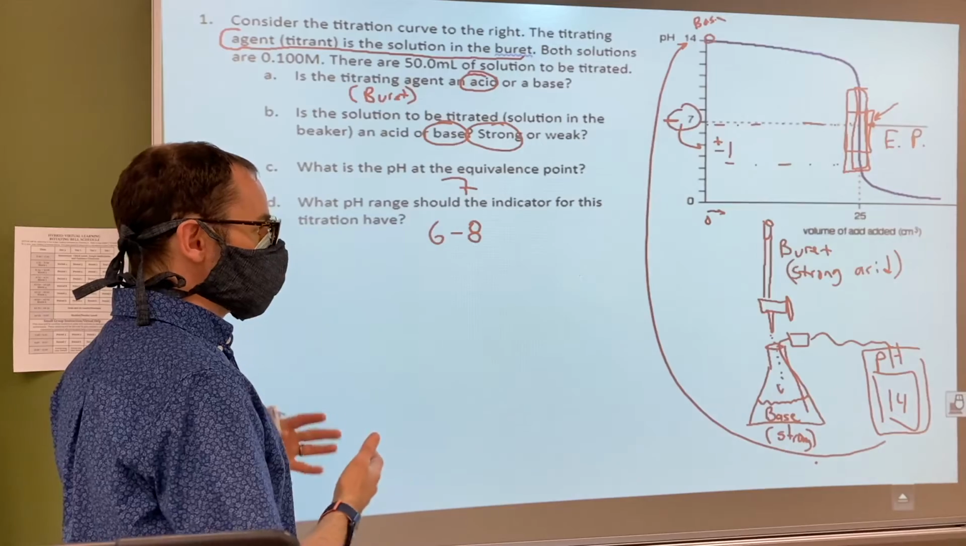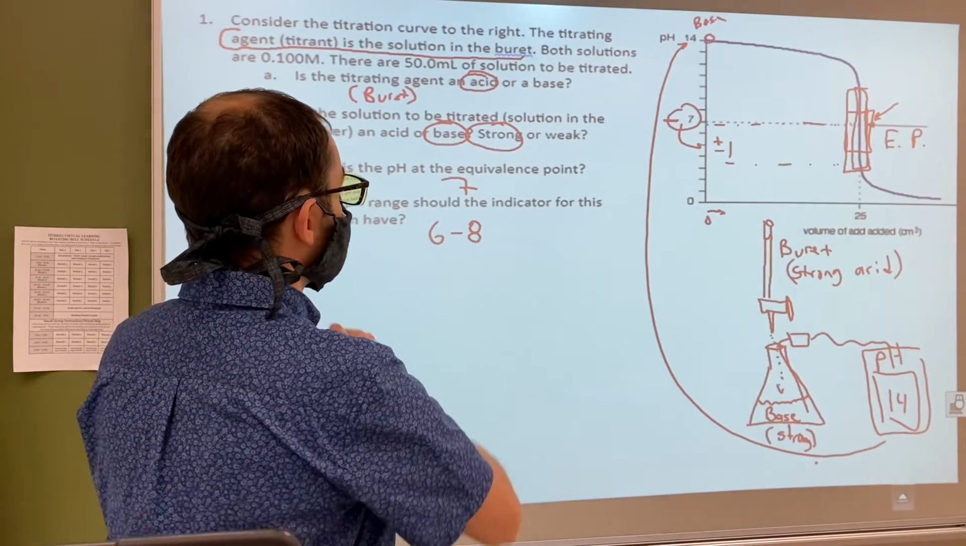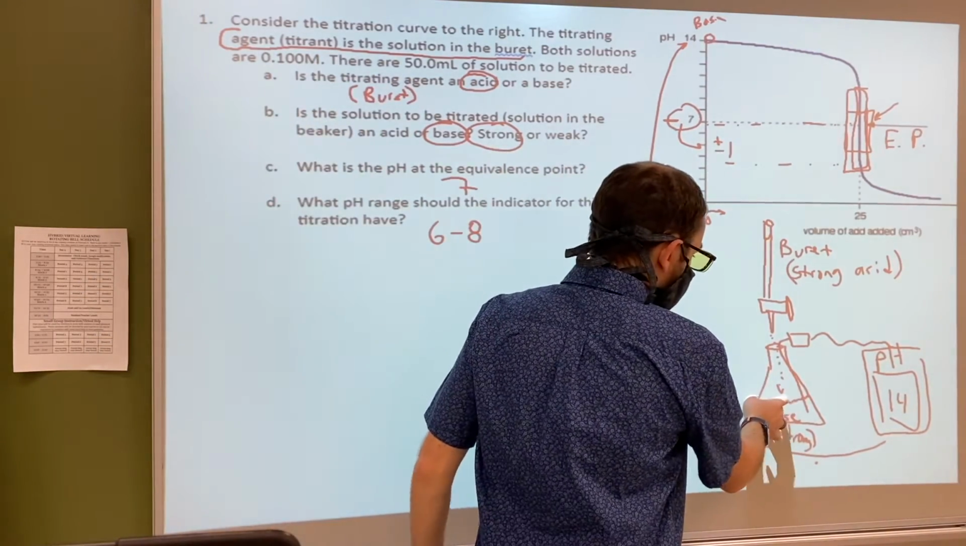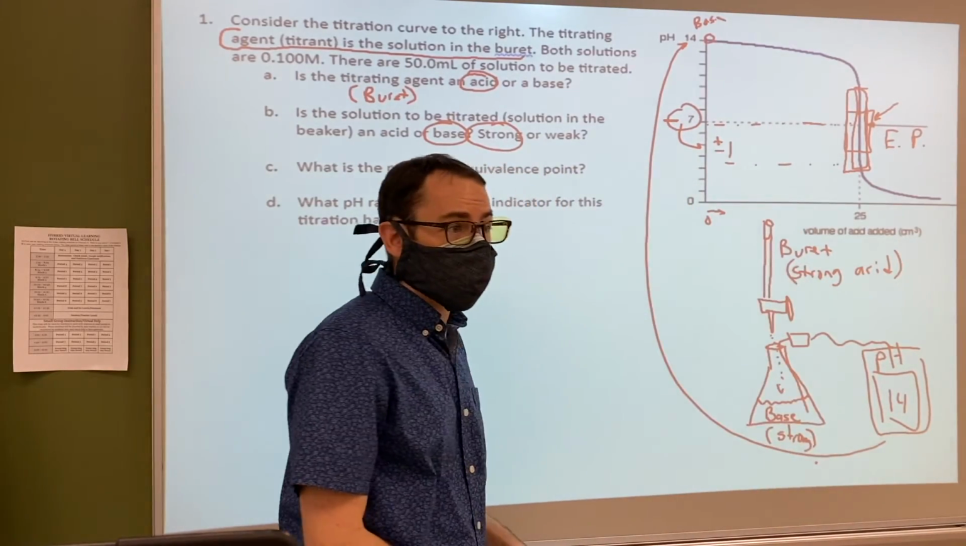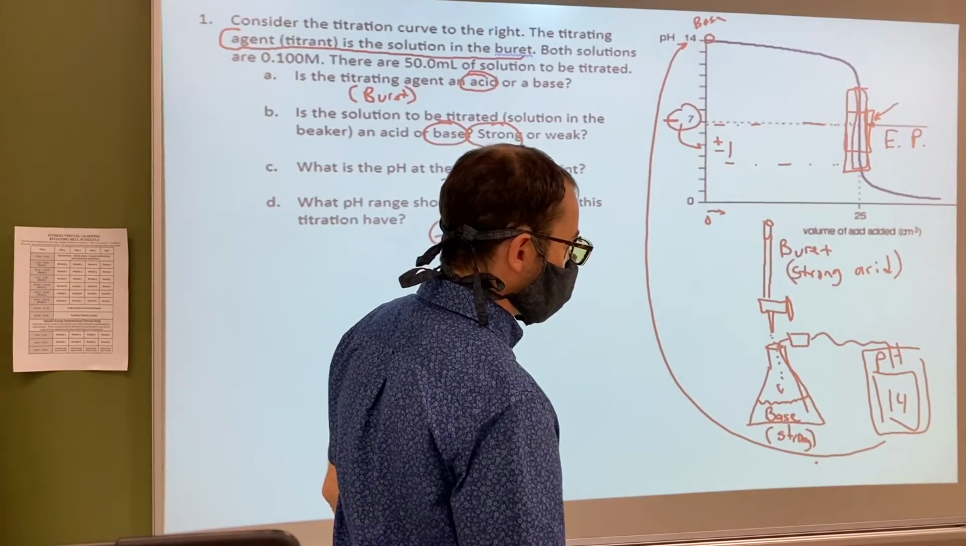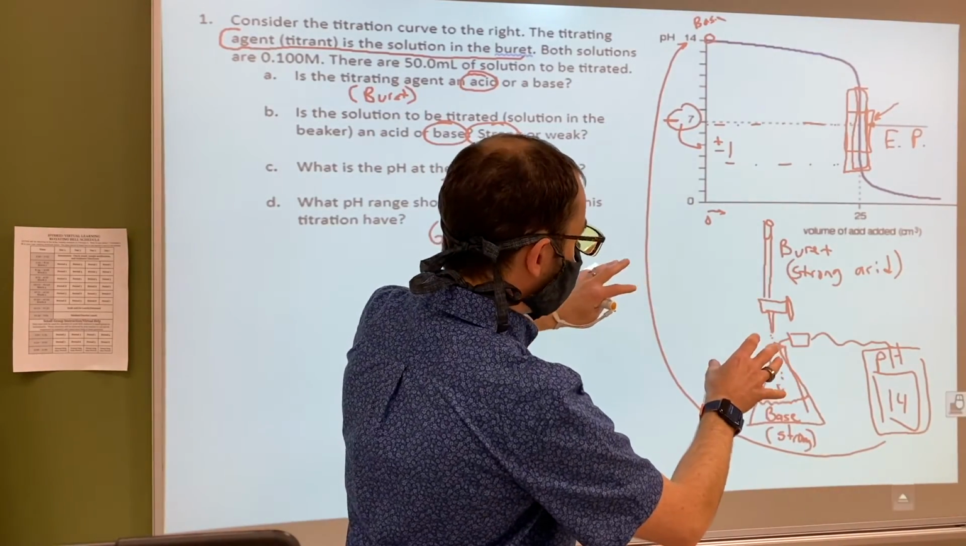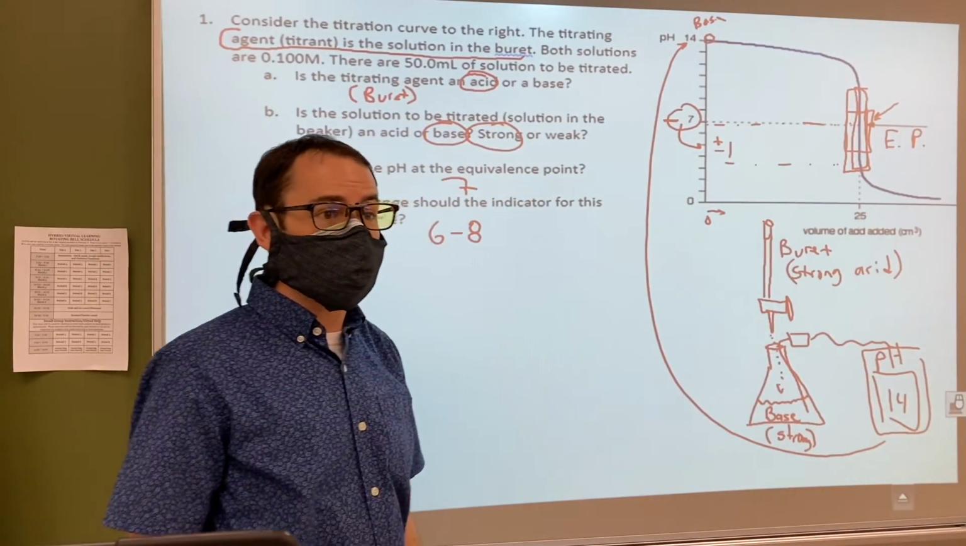And that's how you would answer these questions. So before you even look at the questions, I would identify and I would draw this out. What's in the beaker? What's in the burette? And you can just draw this really quick. It doesn't have to be as detailed as this. And then label it and then go through the questions and it should be pretty easy. All right?